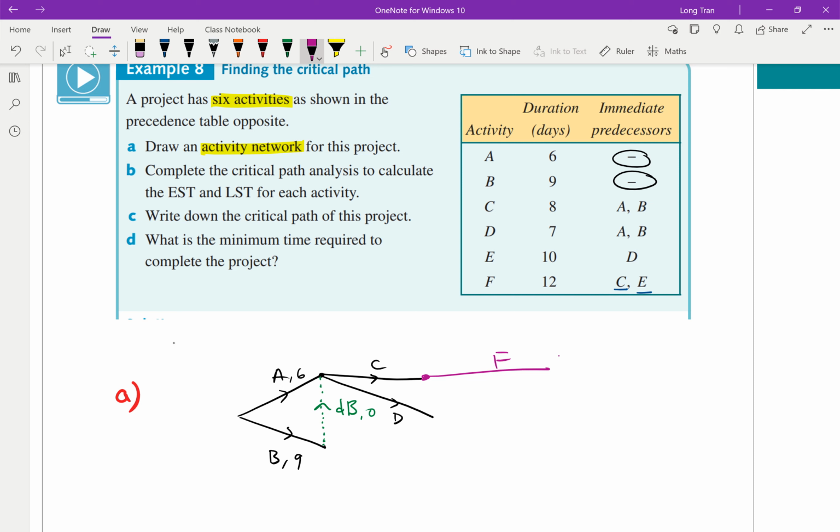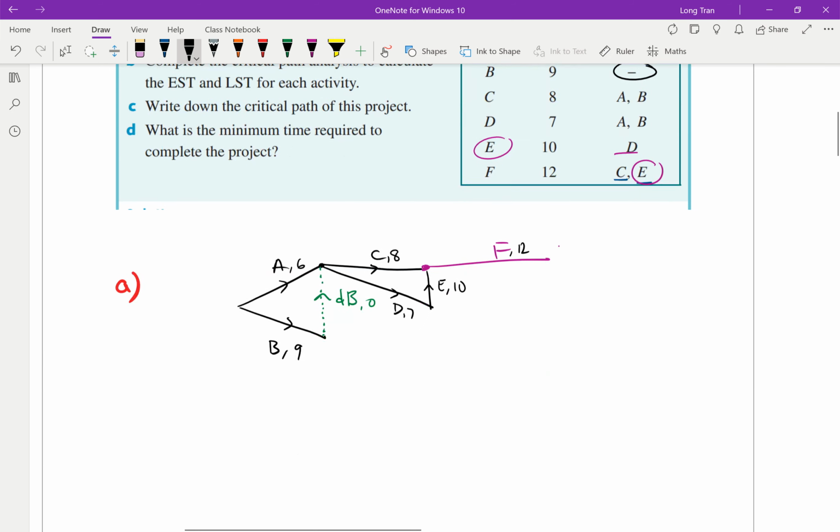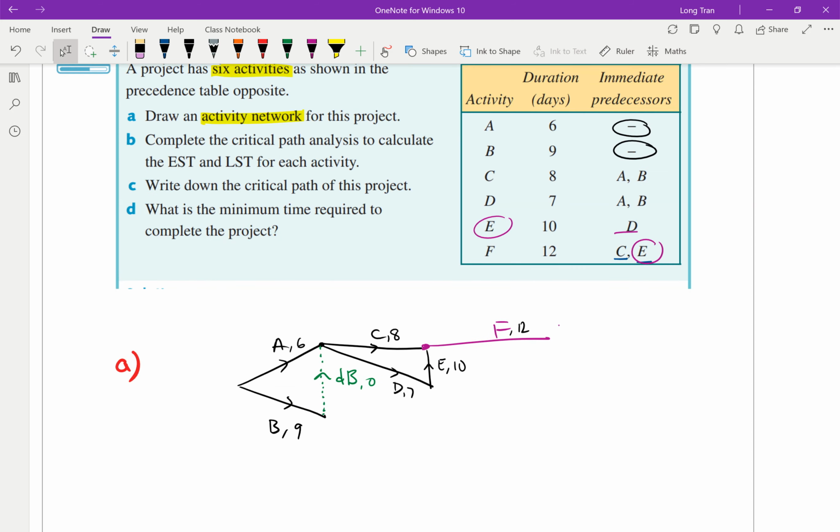But there's a problem, because there's meant to be another E component, and E also has a predecessor of D. So what I might do is connect an edge, and say this is E, so that E connects back to F, and both C and E, once they complete, that's when F can start. If I put in the weights, C is a weight of 8, whilst E is a weight of 10, D is a weight of 7, and F is a weight of 12. There we go. So that now makes sense with the network. I've got my precedence table transferred into an activity network.